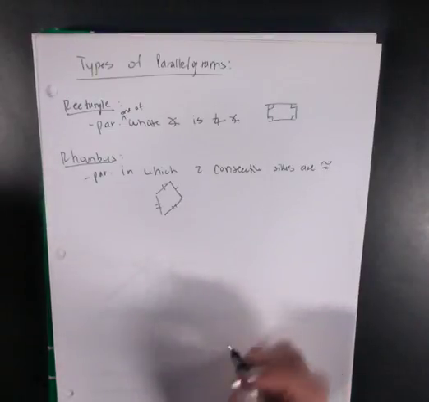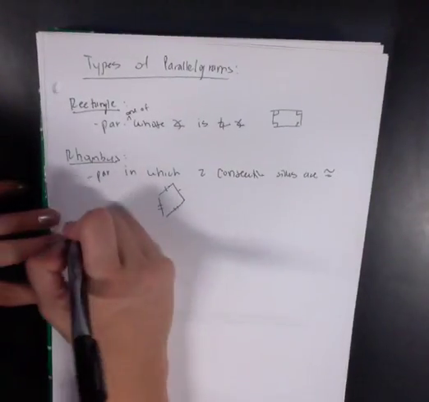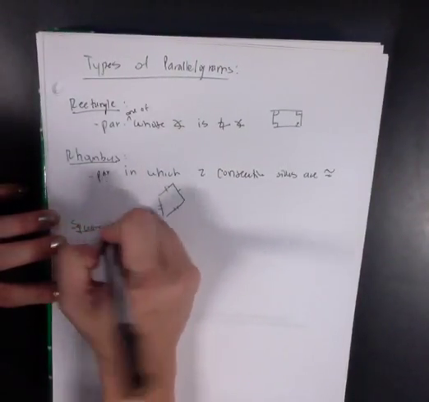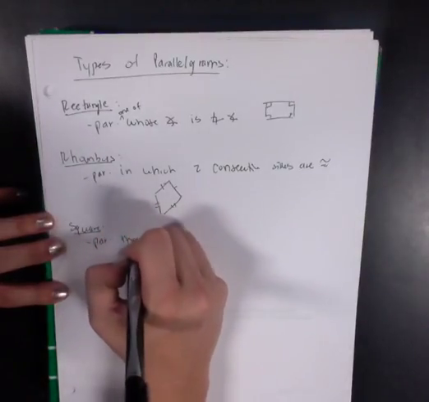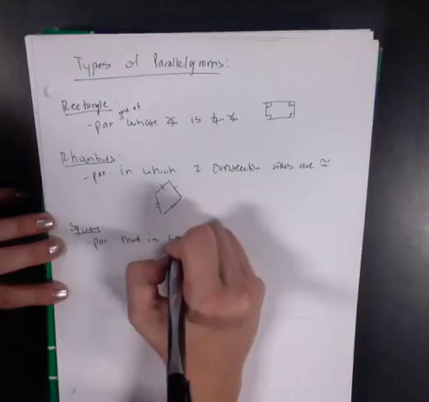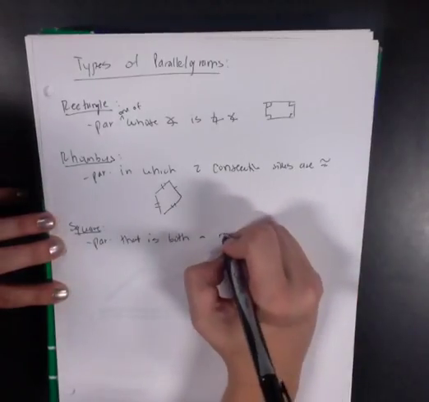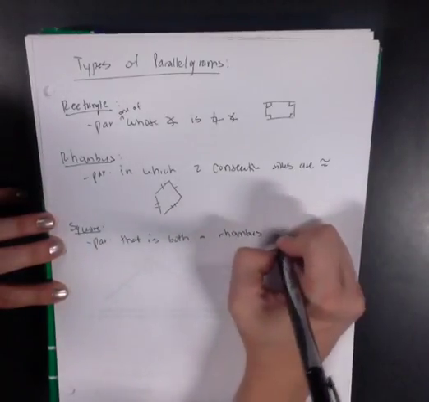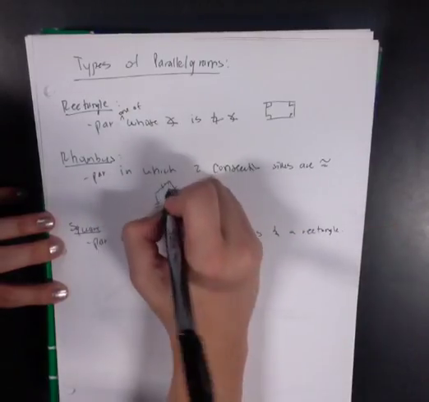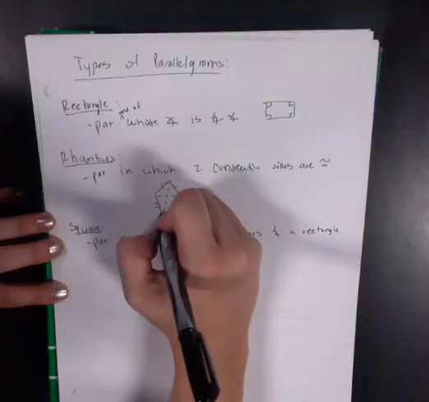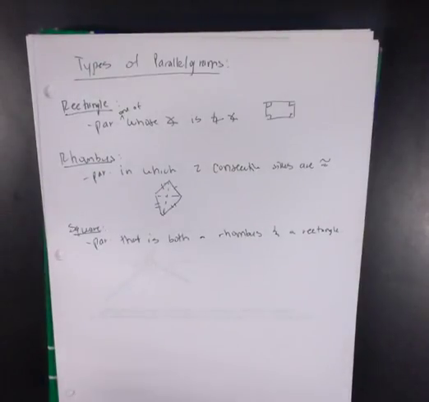Now all of these have all the same properties of parallelograms. These are just more definitive properties. And a square is a parallelogram that is both a rhombus and a rectangle. Draw the diagonals, might make it easier to see.